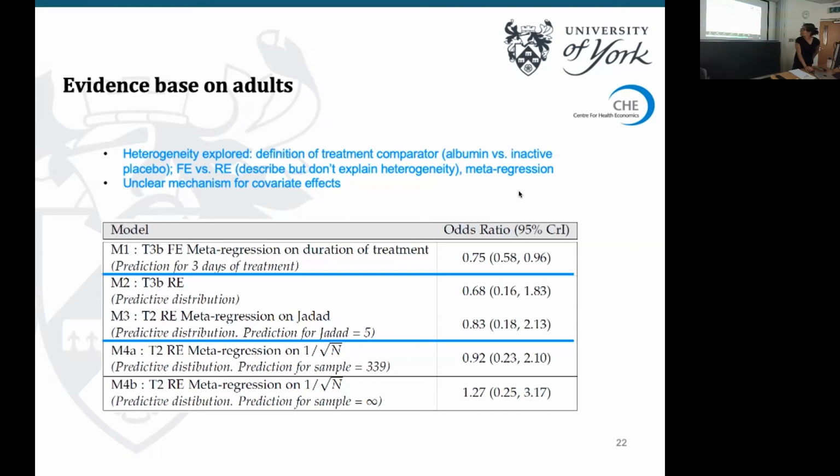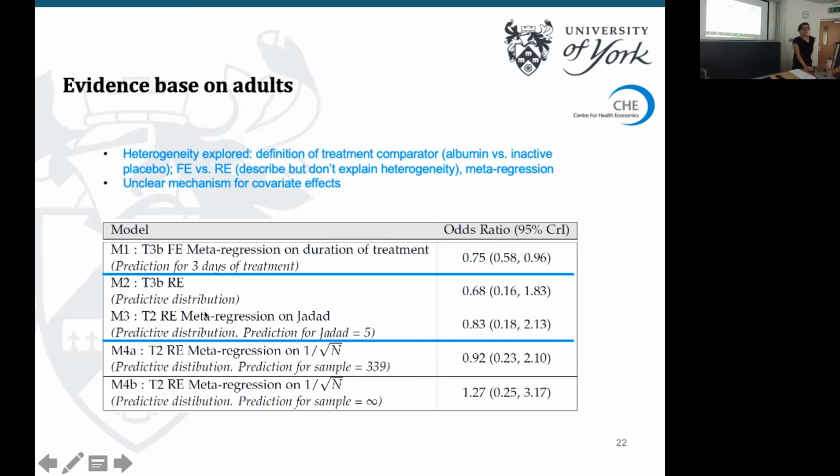And she tried to explain the heterogeneity using meta-regression on a bunch of covariates of interest, including duration of treatment, which varied across the studies between 3 and 5 days. This was the best fitting model: the 3 treatments, fixed effect, meta-regression on duration of treatment. But the clinicians didn't think duration of treatment was a clinically relevant source of heterogeneity. So we've retained the other 4 models because we couldn't justify the choice of this model based on clinical relevance.